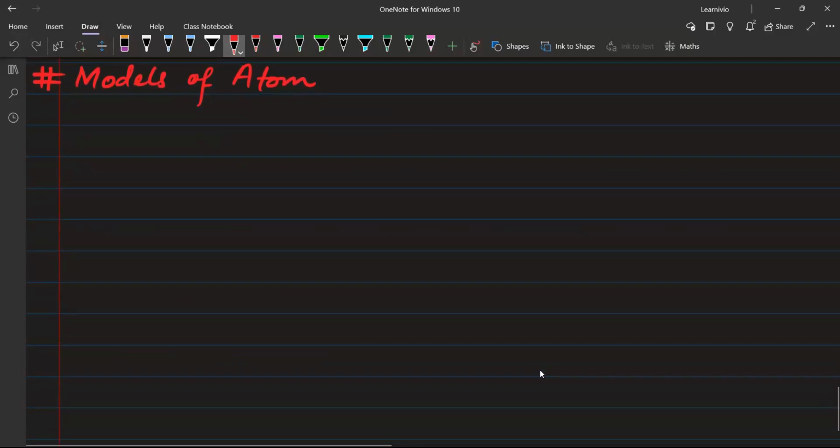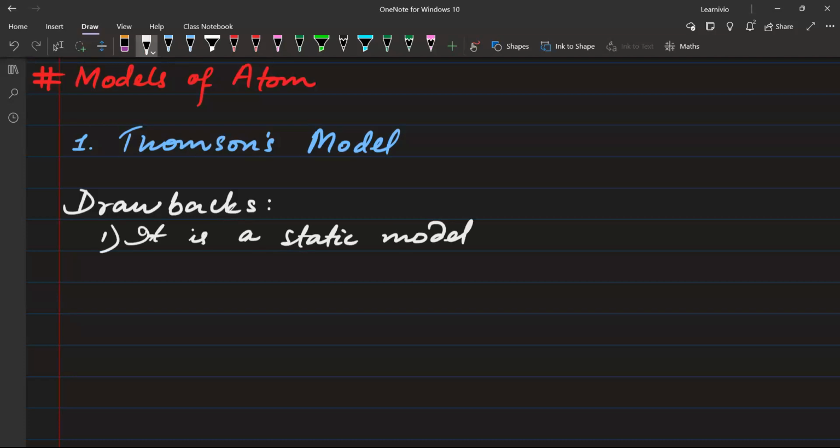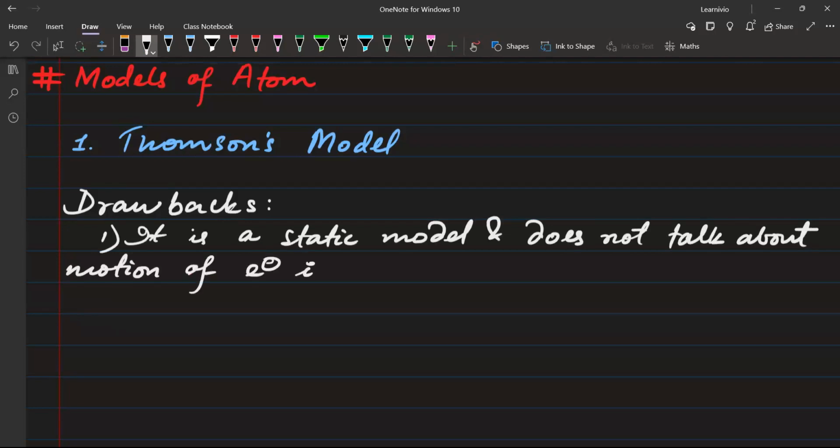Models of atom. The first one is the Thomson model that we have already discussed. We are only going to discuss the drawbacks of the Thomson model. Number one, Thomson's model. The drawbacks, or limitations. The first drawback is that it is a static model and does not talk about the motion of electron in an atom.